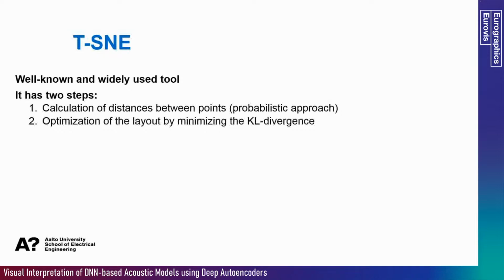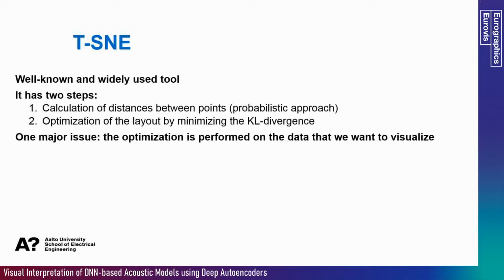It has two steps. In the first step, we calculate the distances between points using a probabilistic approach. That means we calculate the probability of two points choosing each other as the closest neighbors. After we calculated these probabilities for the high-dimensional and low-dimensional data, we can move on to the optimization step. In the optimization step, we try to find a layout that minimizes the Kullback-Leibler divergence between the low-dimensional probabilities and the high-dimensional probabilities. This approach has a major issue, namely that the optimization is performed on the same data that we want to visualize. It means that if we change some of the data, we could potentially modify the entire layout.